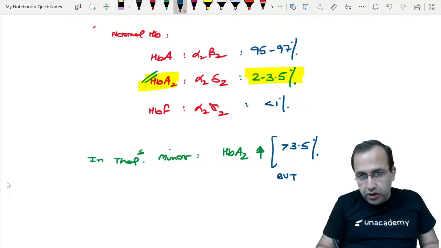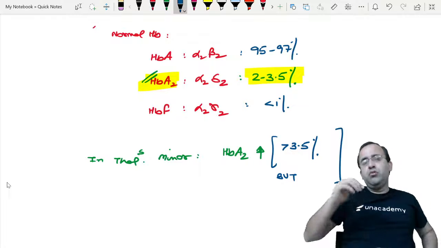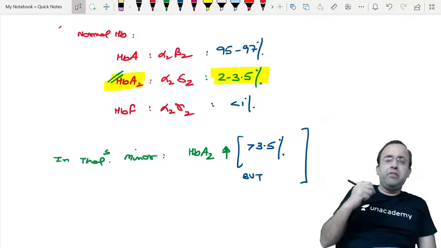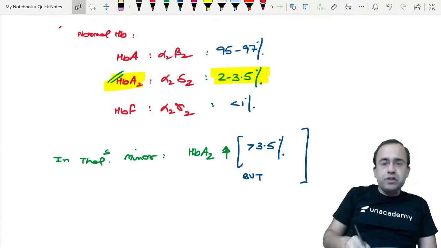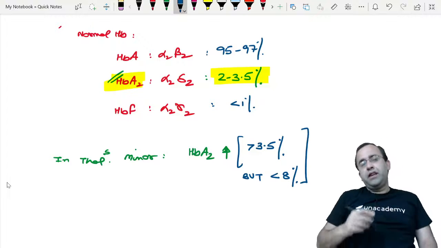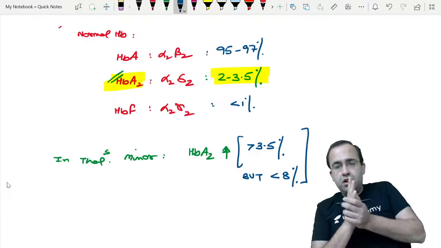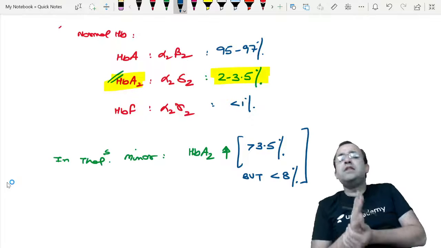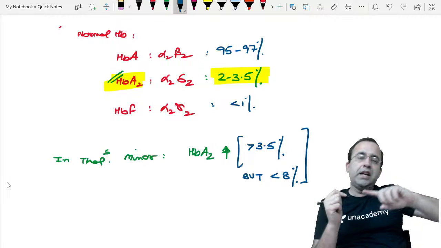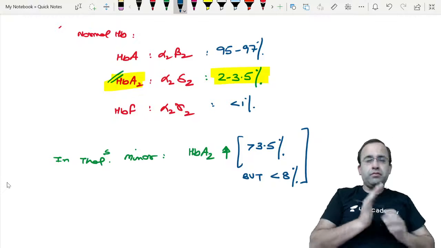But I want you to tell me this. What is the upper limit? Even 50% is more than 3.5%. What is the upper cutoff of HbA2? It must be less than 8%. Very, very important. To make a diagnosis of thalassemia, HbA2 is more than 3.5, but it has to be less than 8%. This is normal.